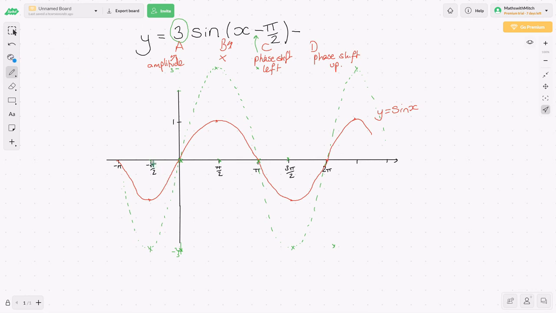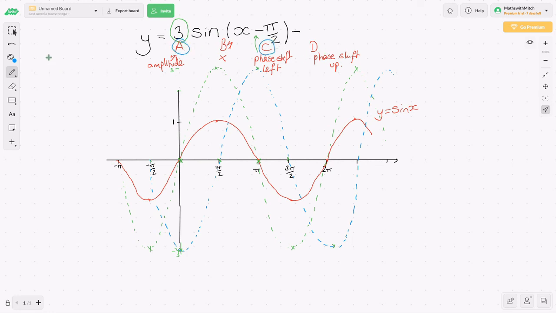So now we're going to add those effects up. So we've now got an amplitude of 3 and a phase shift to the left, which is actually a phase shift to the right because it's a negative. So that means our graph is now going to be here. Okay, so we now have done A, we've done C.